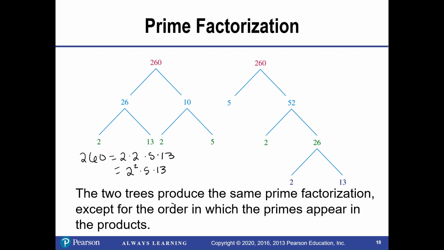And over here, I would say 260 is 2 times 2 times 5 times 13, because I have the exact same factors at the end of my tree. And this is also 2 squared times 5 times 13.